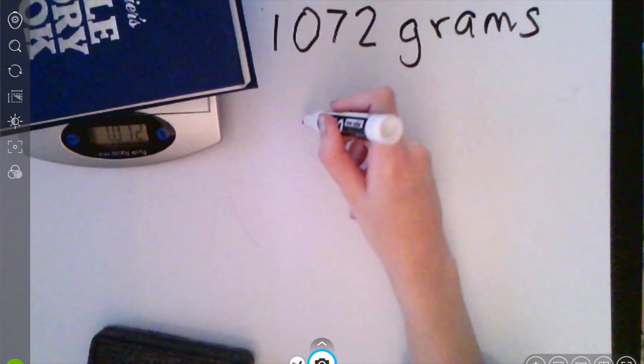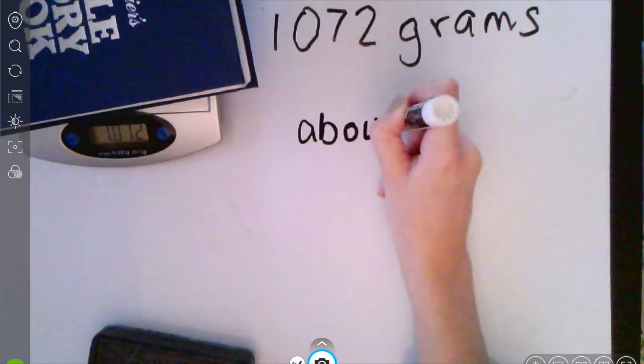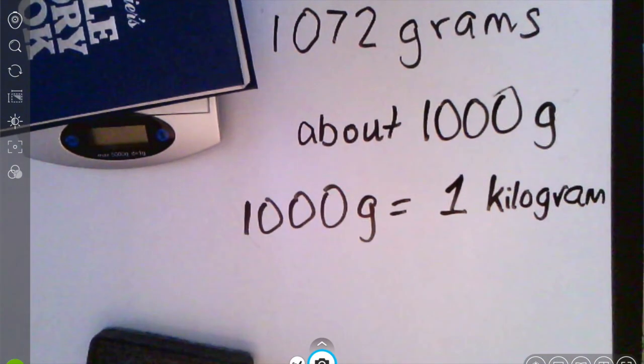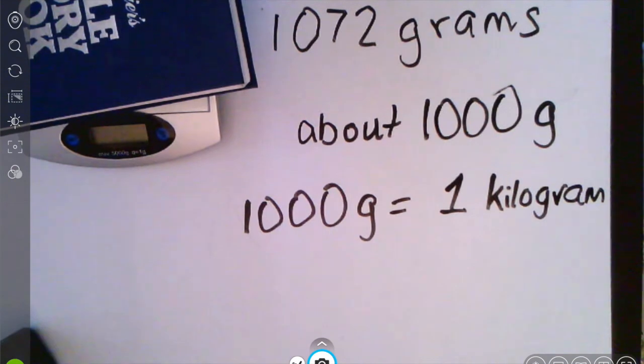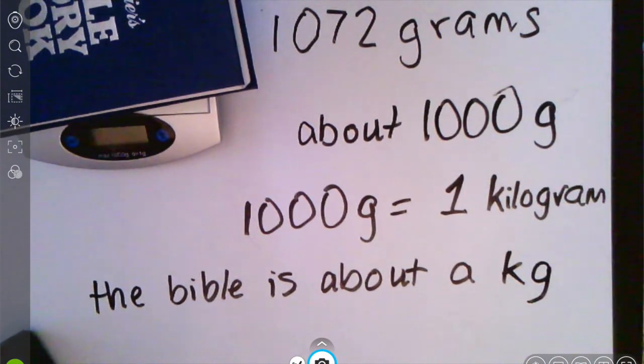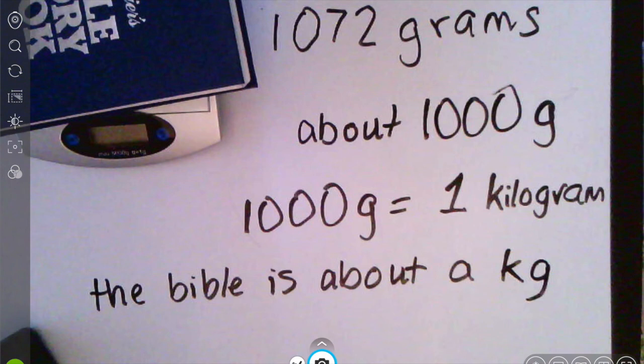So the thing is, that is getting to be kind of a really big number. And I don't want to start dealing with numbers that big. So we have something else called a kilogram. 1,000 grams equals a kilogram. 1,000 grams is the same thing as a kilogram. So that means the Bible right here that I just weighed is about 1 kilogram. Since it's about 1,000 grams, we could say it's 1 kilogram.